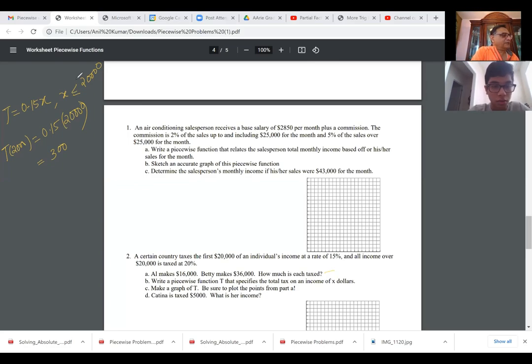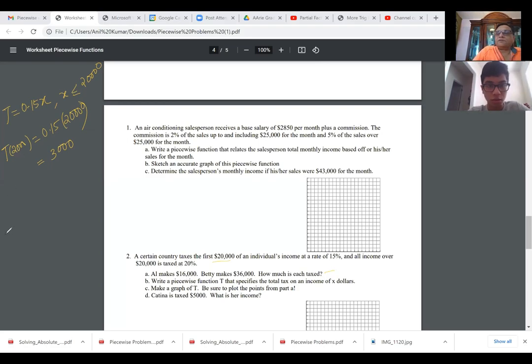20,000 will be 3,000. Yeah, one more zero. Correct. So that is the amount taxed on the first 20,000. Now, above 20,000, it is 20%, right?